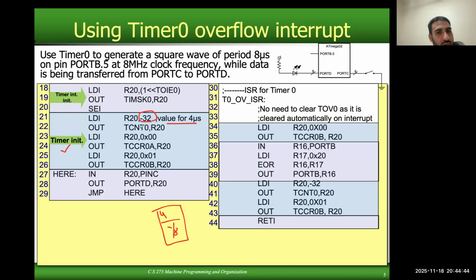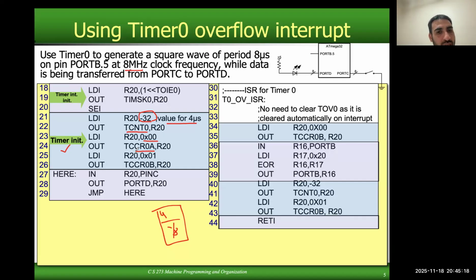So you are putting -32 in R20 and then writing it into the timer control register. The other thing you are doing is, remember, we want to use our timer in the normal mode and operating at the original clock, the same clock on which our microcontroller is running, and we know that it is running at 8 megahertz. So what we are doing is writing 0 to the timer counter control register A of timer 0, right?